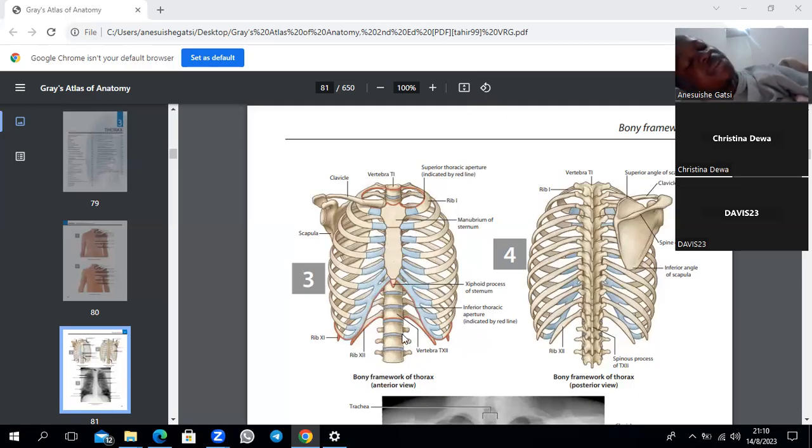The inferior thoracic aperture is larger, but in life, it's closed by the diaphragm. Then the superior thoracic aperture is the smaller one, but it's not closed. In terms of shape, does anyone know the shape of this superior thoracic aperture? Since we are 2-3, I think you know, I'm referring to you guys. Does anyone know the shape of this superior thoracic aperture?